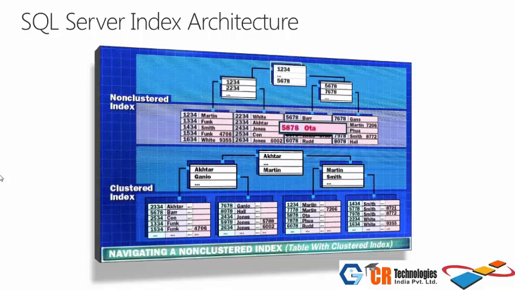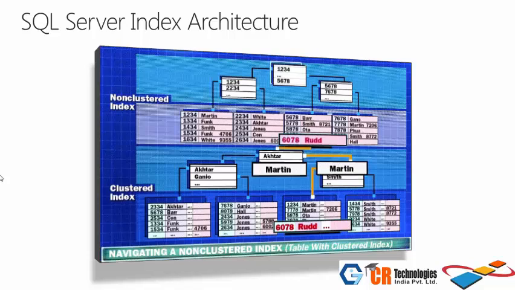SQL Server reads through the leaf-level pages until it finds the key value 6078. This key value maps to the clustering key value RUD. SQL Server uses this value to navigate through the clustered index from the root level to retrieve the row in which RUD is the last name.